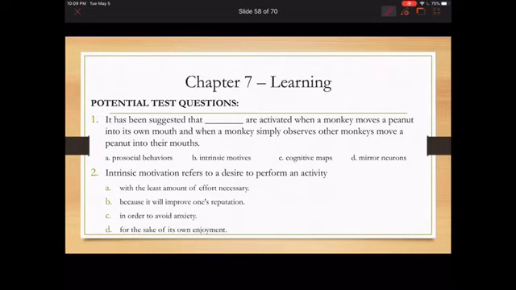It's been suggested that mirror neurons are activated when a monkey moves a peanut into its own mouth and when they're just watching another monkey move a peanut into their mouth. So again, this is why it's the basis of observational learning, because the same neurons fire whether you're observing someone or you're actually copying that behavior. Intrinsic motivation refers to a desire to perform an activity for the sake of its own enjoyment. This would be an extrinsic motivator, this would be an extrinsic motivator, and this is just expressing laziness, really.